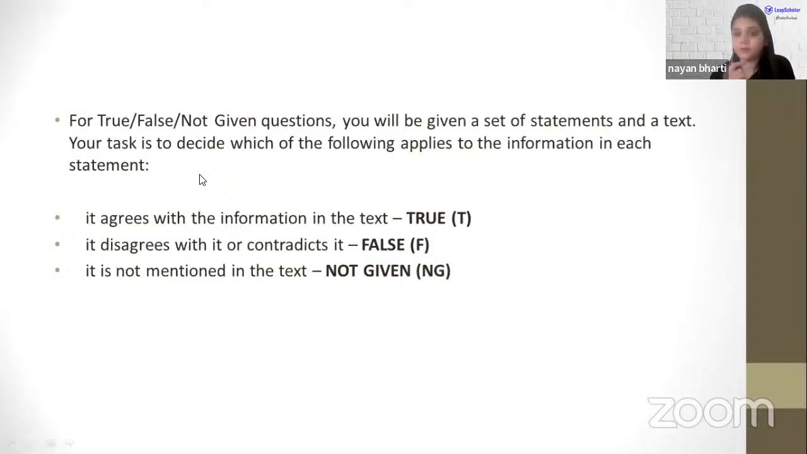So first thing is, whatever question is given to you, if the information in that question agrees with the information in the passage, that is going to be a true. Okay, if the information contradicts, that will be a false. If information is missing, that will be a not given.